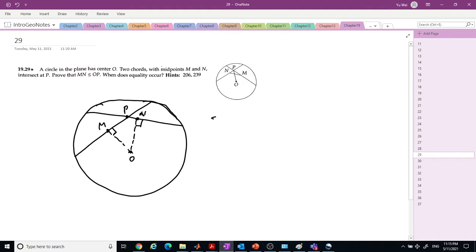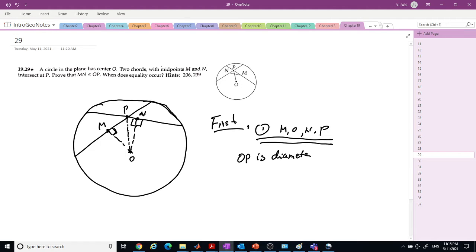Okay, so first, very simple, because this angle plus this angle is 180, that's why MONP is concyclic, right? So if MNOP is concyclic, and this one is 90 degrees, you know OP is the diameter, right?